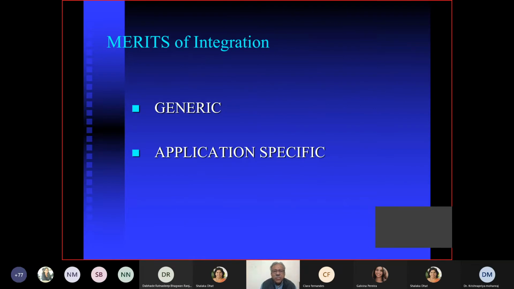So in integration you have two types of merits: generic merits and application merits. Generic merits means that you inherit, say, neural network properties: adaptivity, robustness, ruggedness. So when you have neural fuzzy systems or fuzzy neural networks, you inherit all those characteristics. So there is no challenge. The challenge comes in how to achieve application-specific merit, that means the merit which you could not achieve by using those technologies separately or alone. There lies the challenge.